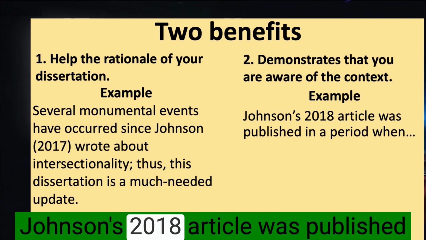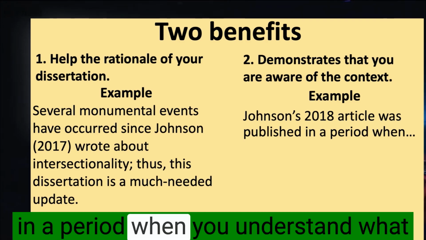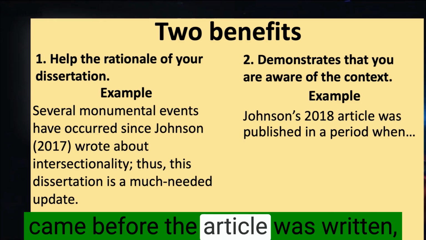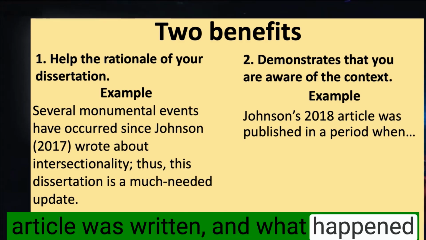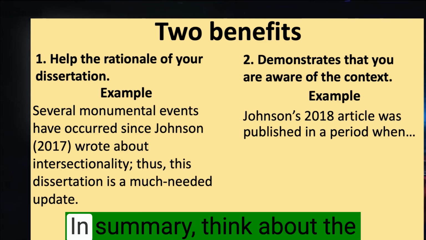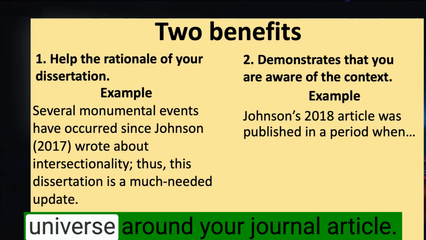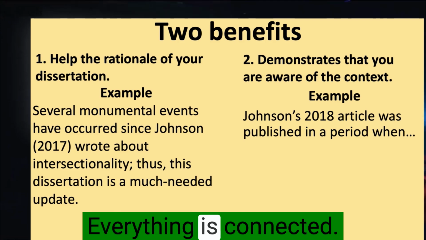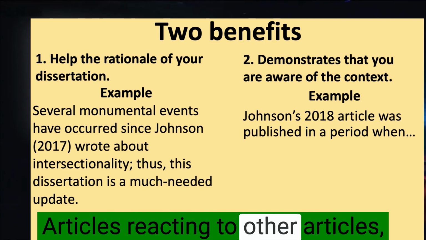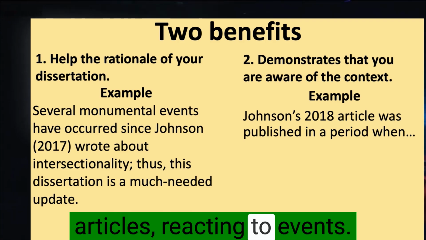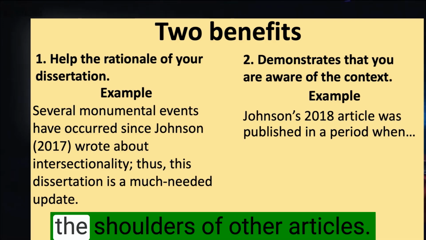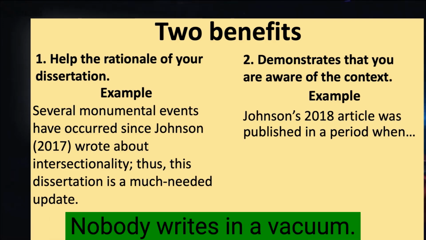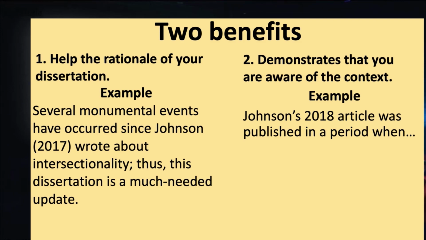Johnson's 2018 article was published in a period when you understand what came before the article was written, what was happening during the time the article was written, and what happened after the article was published. In summary, think about the universe around your journal article. Everything is connected. Articles reacting to other articles. Articles reacting to events. Articles building on older theories. Articles standing on the shoulders of other articles. Nobody writes in a vacuum.